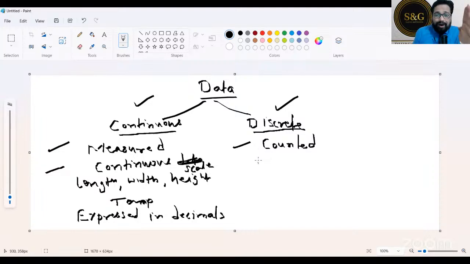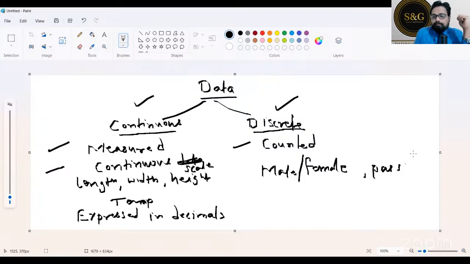What is a discrete scale? 1, 2, 3. There is nothing in between. For example, if I want to count the number of people right now in the room, let's say there are 40 people. We are counting the number of people, not measuring them. There is nothing in between 1 and 2 and 3, like 1.1 people or 1.2 people. It is called discrete. For example: male, female, pass, fail, go, no go. All these are discrete data and generally can't be expressed in decimals.